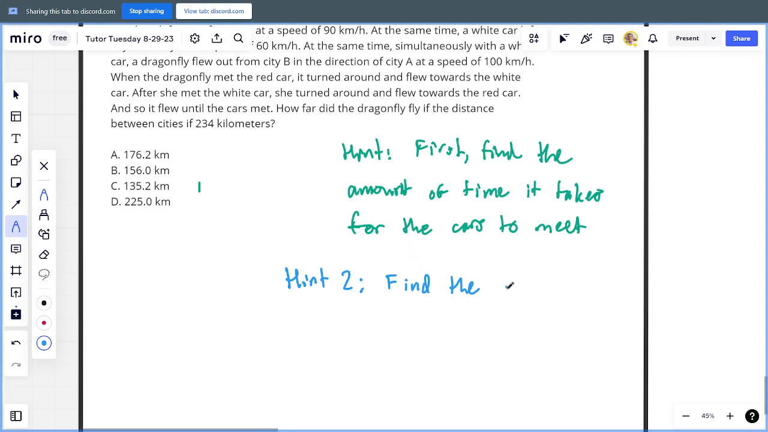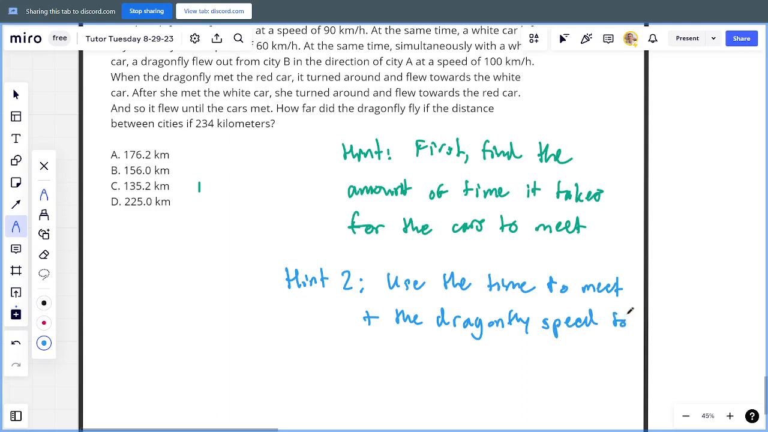Find the time it takes for the cars to meet. Hint number 2, I guess it's just like from there you have to solve the distance that the dragonfly flew. Use the time to meet plus the dragonfly's speed to find its distance, this distance traveled.